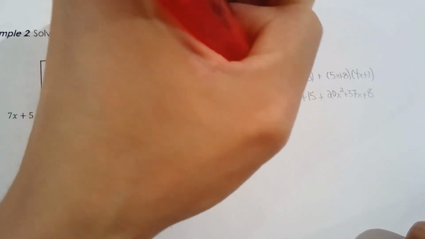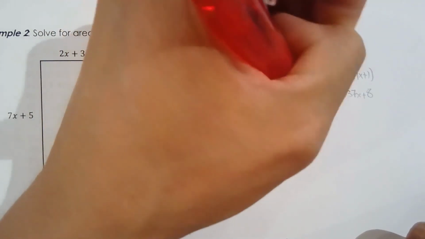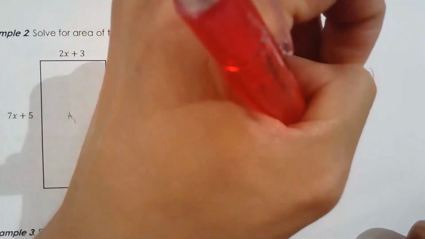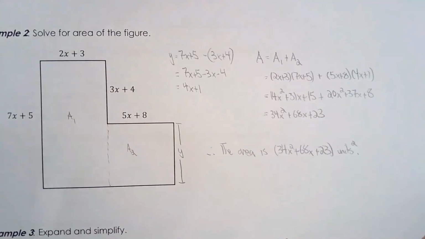And then collect your like terms. This is going to be 34x squared. This is going to be 68x. This is going to be 23. Therefore, the area is 34x squared plus 68x plus 23 units squared.